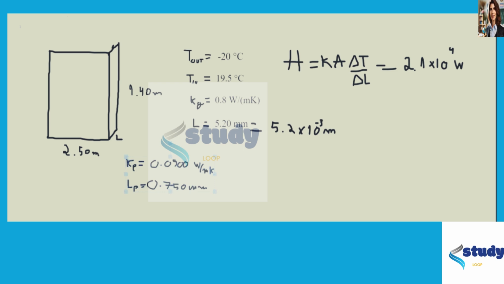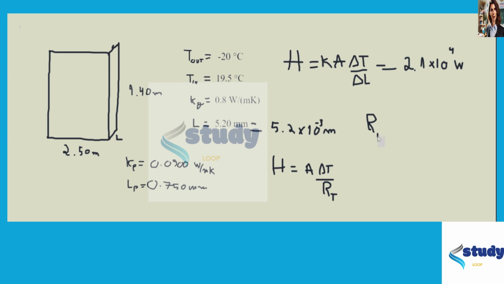Now we have two layers. It is better to find the total thermal resistance of this object and then calculate the heat flow directly using that. The heat flow is A delta T divided by the total thermal resistance, R total. And what is this resistance R? The thermal resistance R in general.